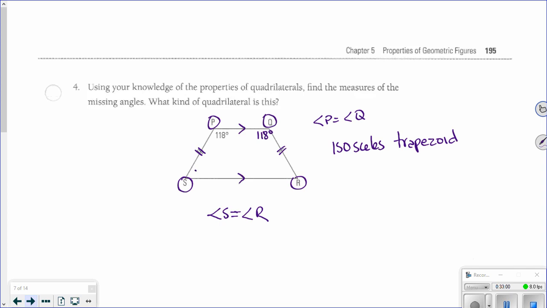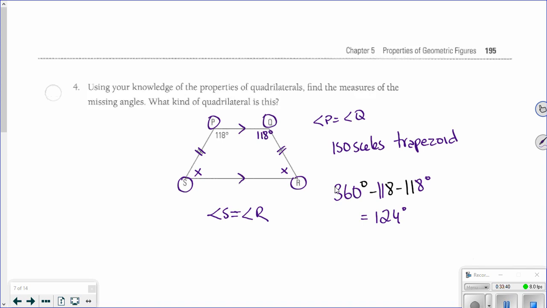I need to find angle S and angle R, but I know that they're exactly the same size as each other. And I know that a quadrilateral adds up to 360 degrees. So I have 360 degrees minus the two angles that I know. 360 minus 118 minus 118 is 124 degrees. So I've got 124 degrees left over to allocate inside of my shape.